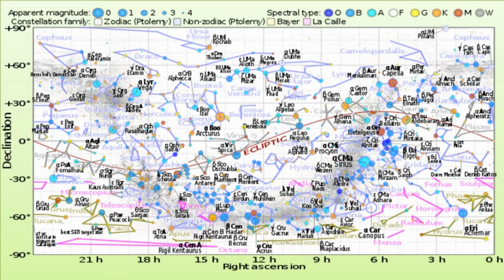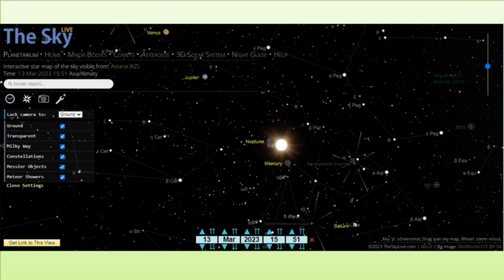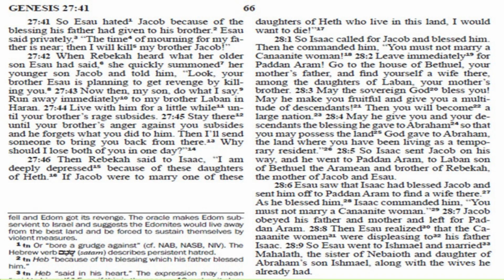Now, let us take the help of a constellation map and an online interactive planetarium platform like Sky to identify these places. According to the book of Genesis, chapter number 28, verse number 1 to 5, Rebekah and Isaac, the parents of Jacob, ordered Jacob to leave Beersheba and go to his uncle Laban's home at Paddan Aram and marry his daughter. The question is where Beersheba is.